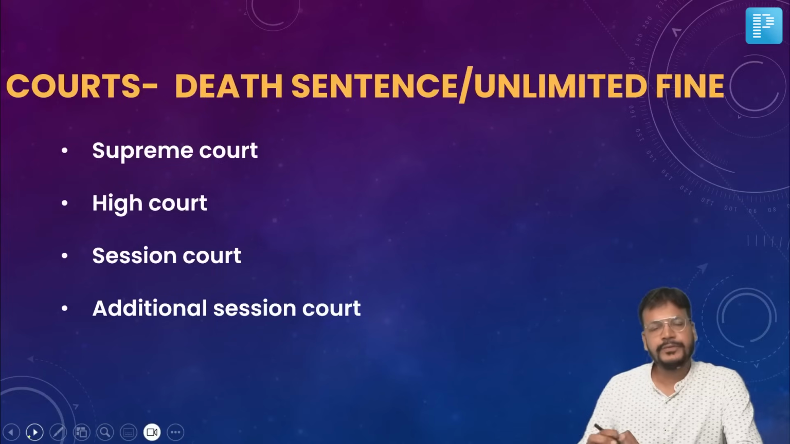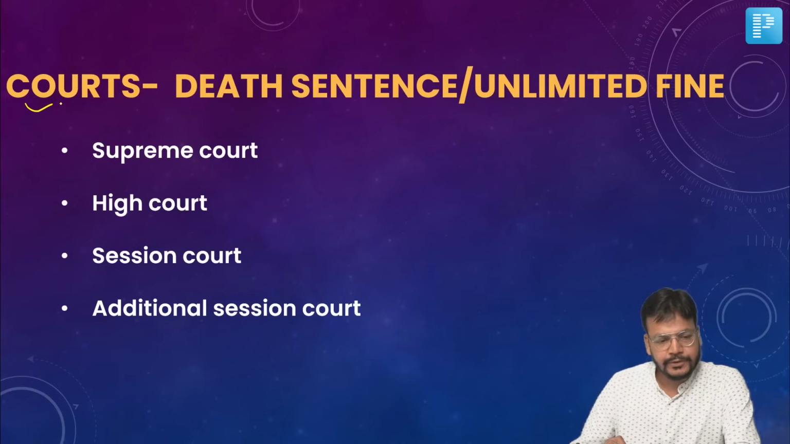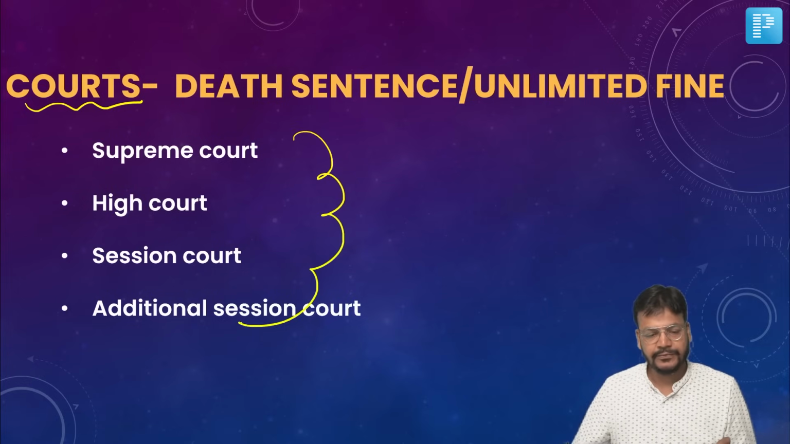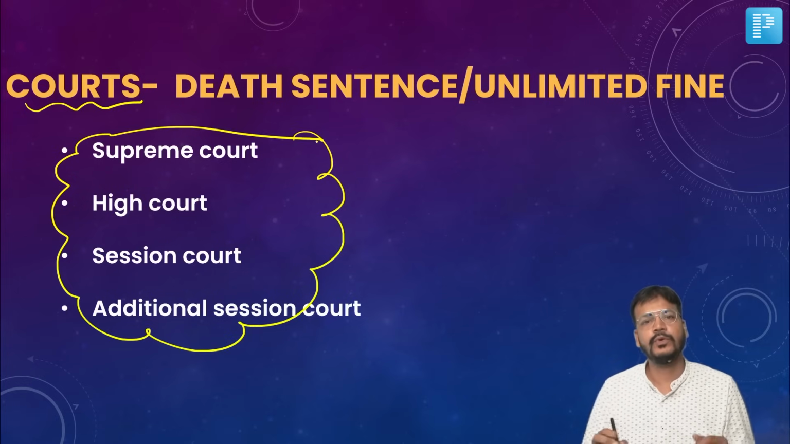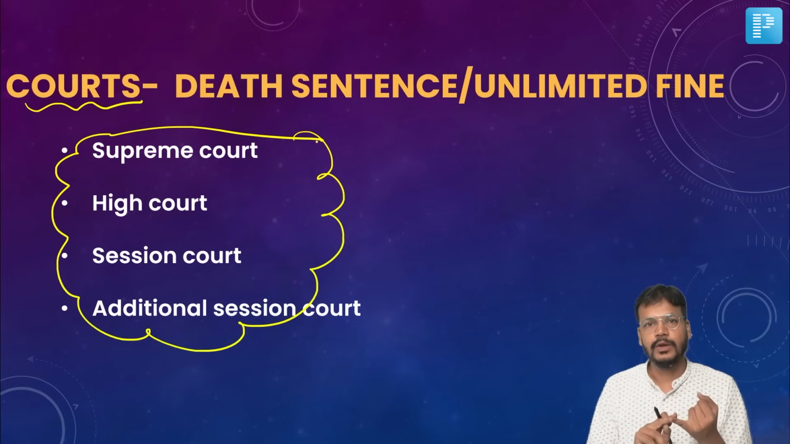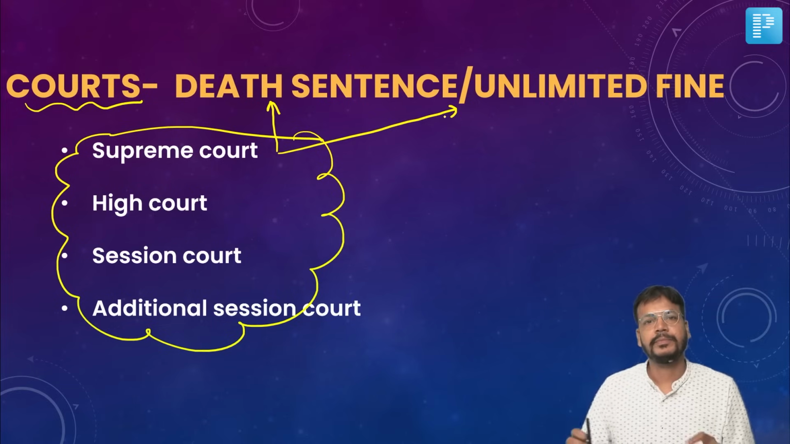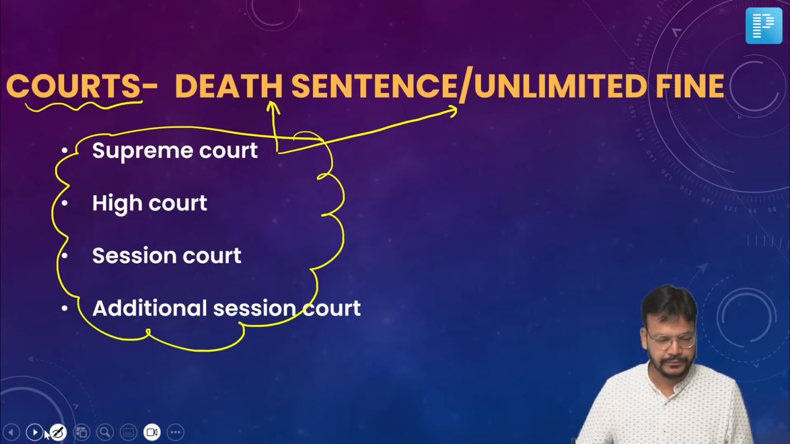So start with the first slide, the types of court and what are the punishments of different courts. And a very simple trick. These are the four courts. What are these four courts? Supreme Court, High Court, Session Court, Additional Session Court. Friends, the maximum punishment given by these courts is death sentence and unlimited fine.